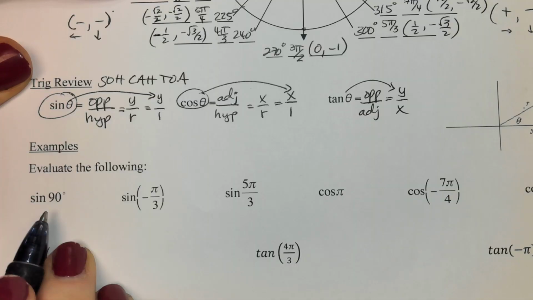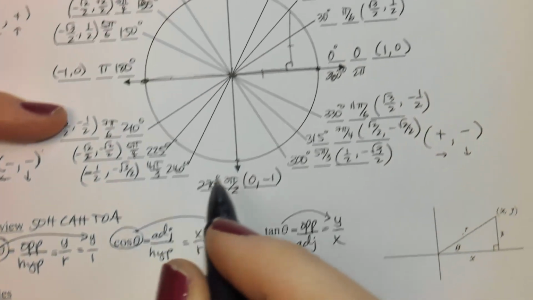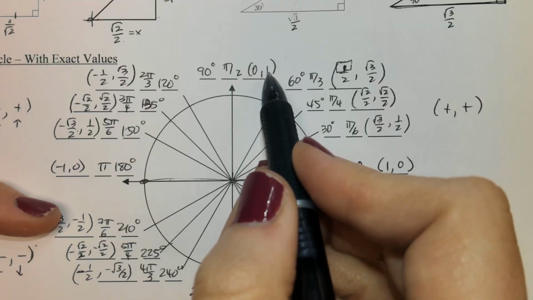So first one says, can we do the sine at 90? So just remembering that sine is the y value. I go to 90 degrees on the unit circle, I want the y value. So it's just 1.